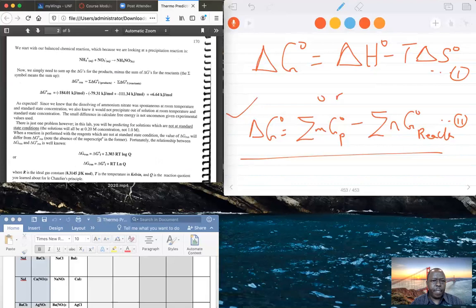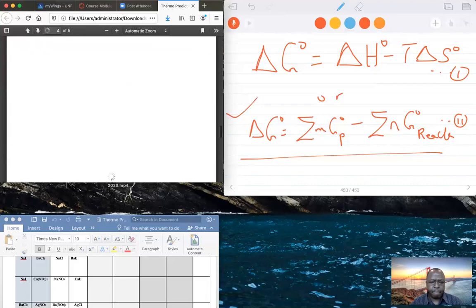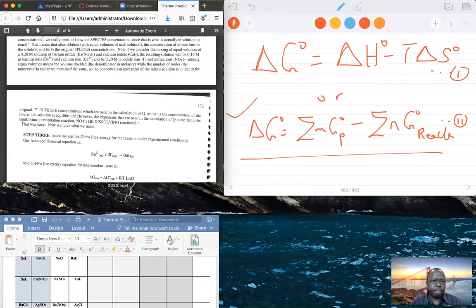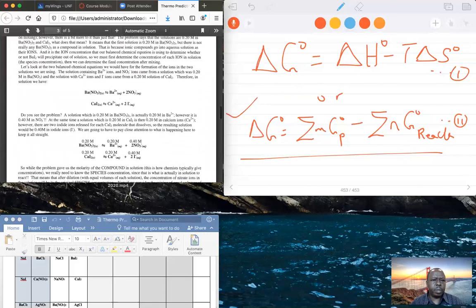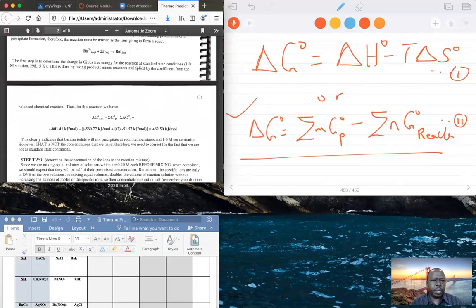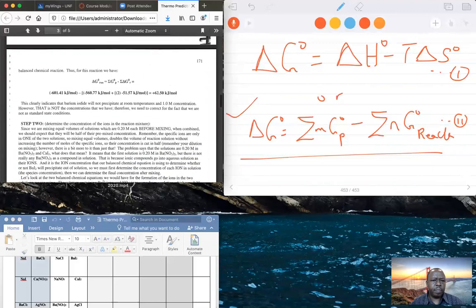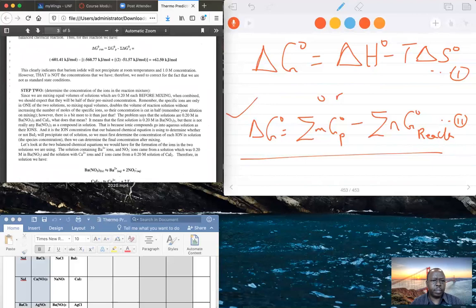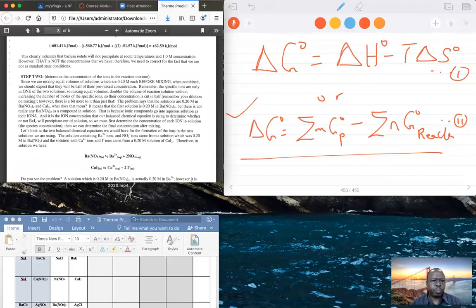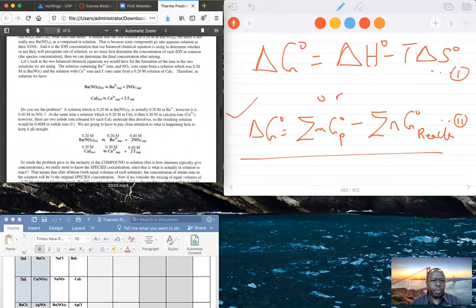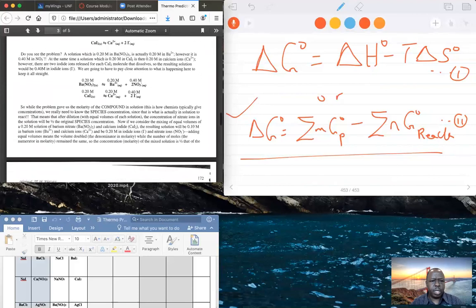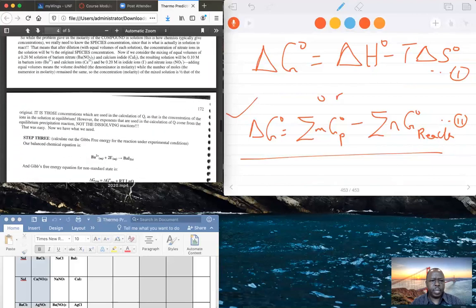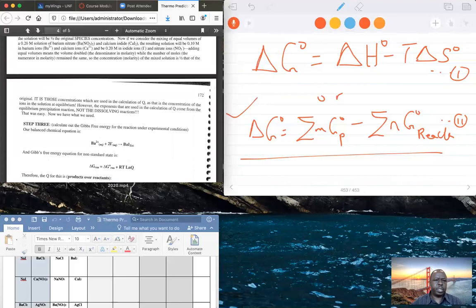Now with this, how do we know that the reaction will take place? If delta G is negative, it will take place. But if not, then we say that there is no reaction, no spontaneous reaction.